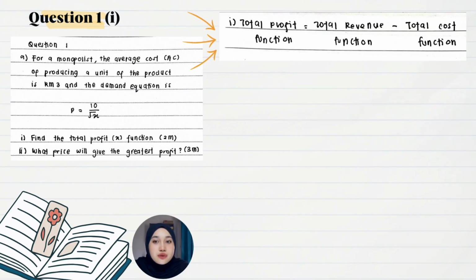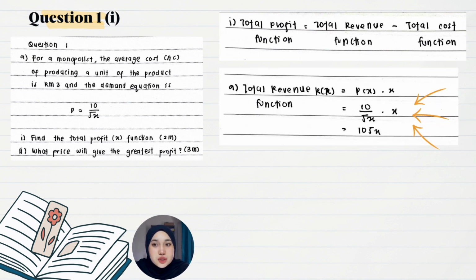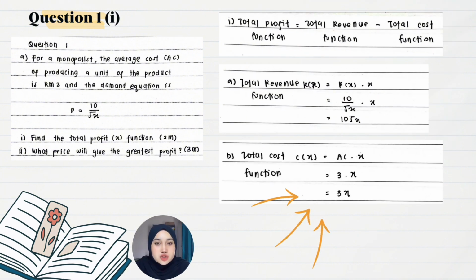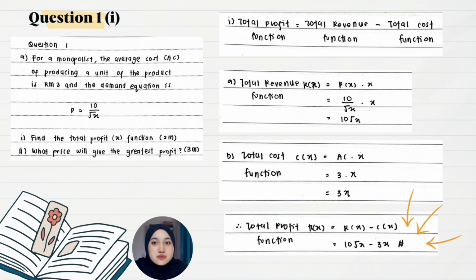As you know, the total profit is equal to total revenue minus total cost. Therefore, we need to find the total revenue function and the total cost function. So we get the total revenue function by multiplying price with quantity, which equals 10 square root of x. For the total cost function, we multiply average cost with quantity and we get 3x. So our final answer for the total profit function is 10 square root of x minus 3x.